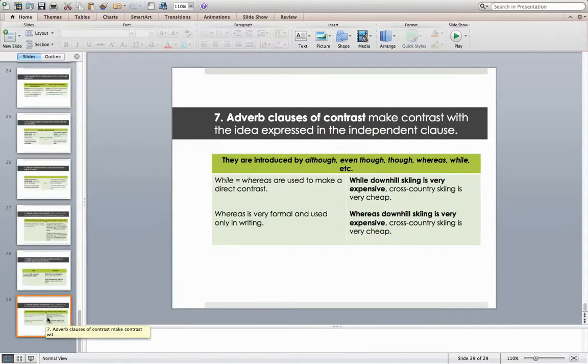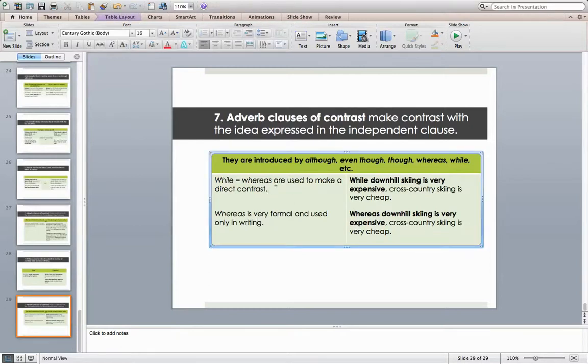And adverb clauses of contrast, while and whereas. While is used to make a direct contrast. While downhill skiing is very expensive, cross-country skiing is very cheap. Whereas means the same thing in this sentence. Whereas is formal and while is less formal, but they mean the same thing.